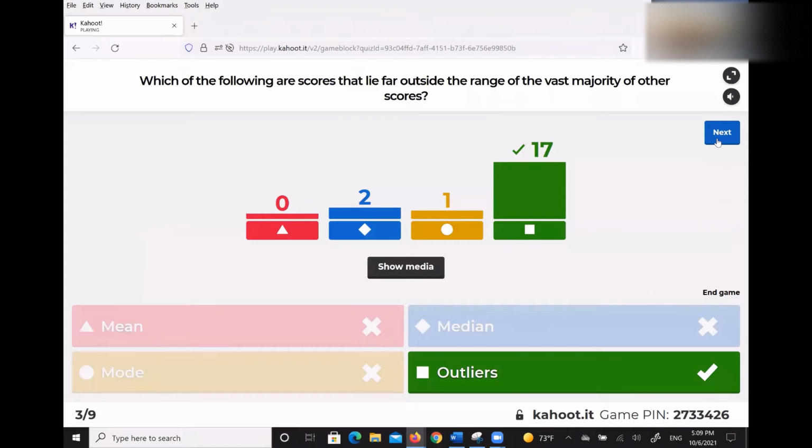All right, the answer is outliers. So most of you got this one right. Okay, good job, everyone.